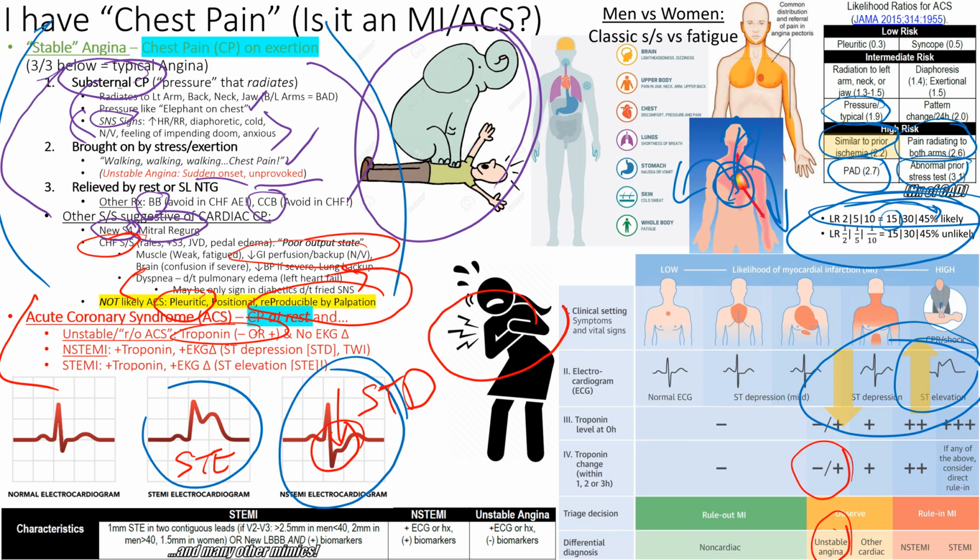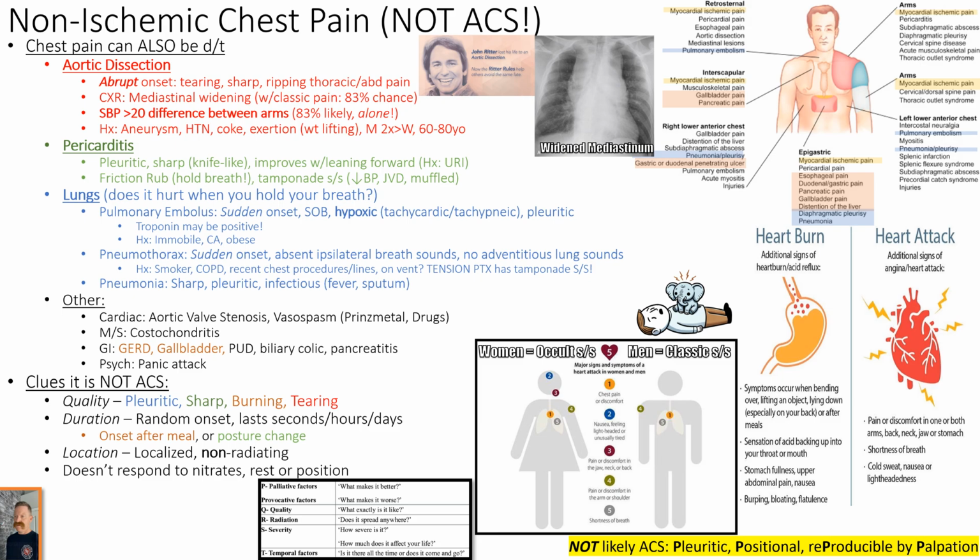Okay, so classic chest pain starts in the chest and it radiates, right? Might radiate to the jaw, left arm, both arms. It's substernal, non-positional, non-pleuritic, right? And doesn't hurt when I touch it. Okay, so that's non-ischemic chest pain.